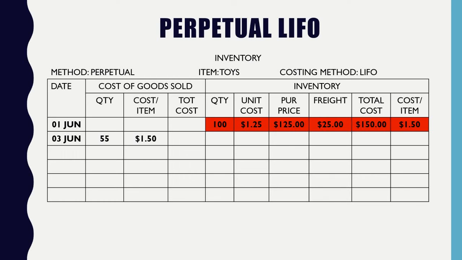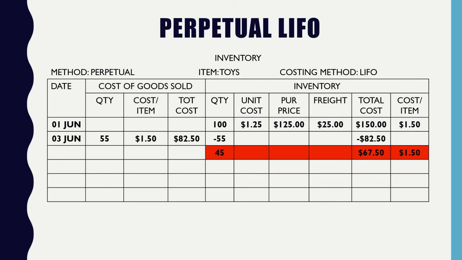So there's only one number I'm looking at. Here we figure it out. That's going to give me $82.50. And this is where I subtract it out so I can continue calculating what my ending balance is.